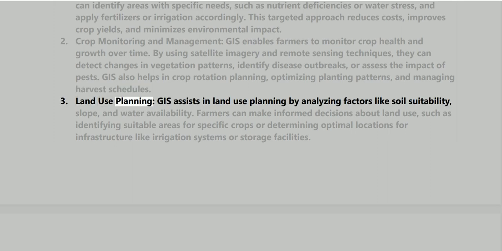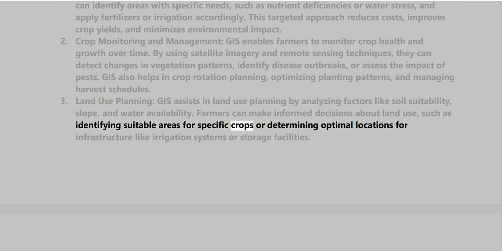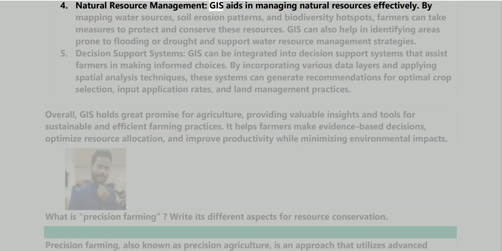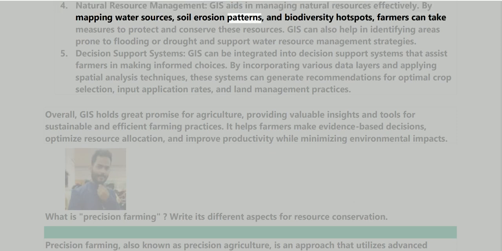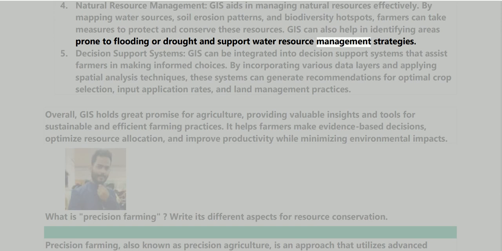3. Land use planning. GIS assists in land use planning by analyzing factors like soil suitability, slope, and water availability. Farmers can make informed decisions about land use, such as identifying suitable areas for specific crops or determining optimal locations for infrastructure like irrigation systems or storage facilities. 4. Natural resource management. GIS aids in managing natural resources effectively. By mapping water sources, soil erosion patterns, and biodiversity hotspots, farmers can take measures to protect and conserve these resources. GIS can also help in identifying areas prone to flooding or drought and support water resource management strategies.